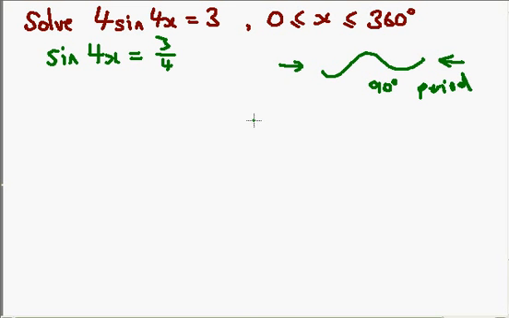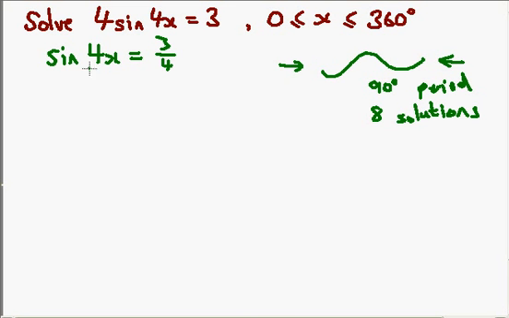Okay, that's important. Now, between 0 and 360, we would have expected there to be 2 solutions, but because it's been squashed, or stretched by a factor of 1/4, we would now expect there to be 4 times as many solutions. So, in actual fact, we're looking for 8 solutions. Okay, so that's a lot of solutions to look for within that range of 0 to 360.